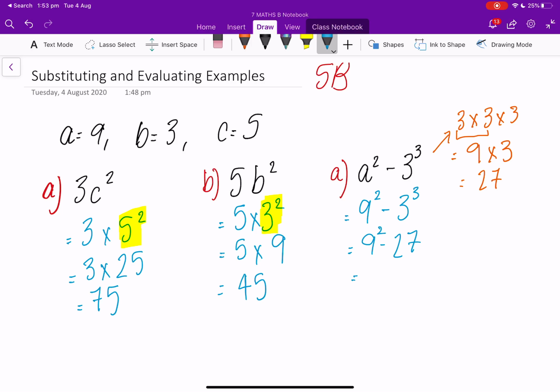Now 9 squared is 81. And I want you to take away 27, okay? When you work that out, you will get 54. Okay, so that's the answer for that one. And I called this A for some reason, C. Let's go on to the next question.